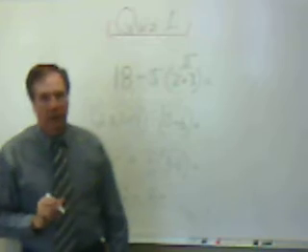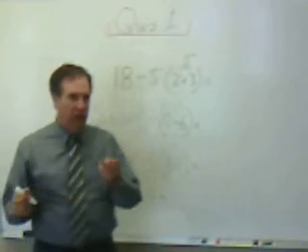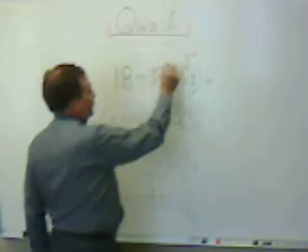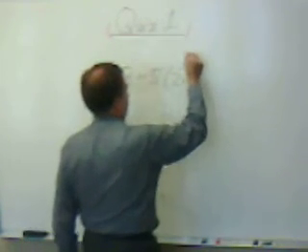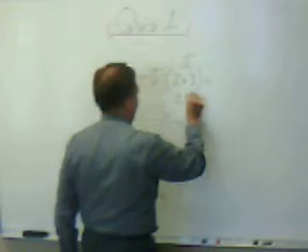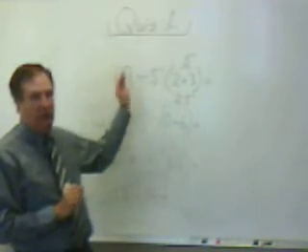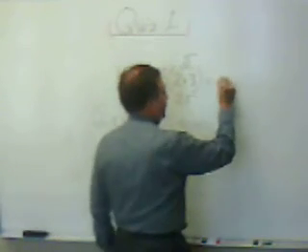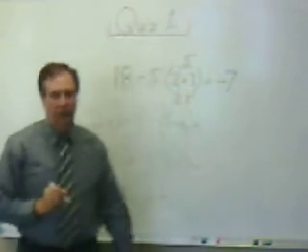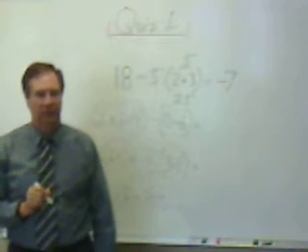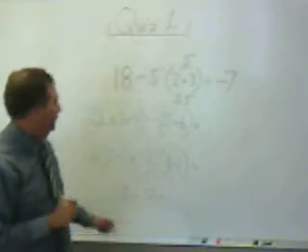All right, everybody got that? Now, the second thing you do is the multiplication or the division. So you do 5 times 5, and that equals 25. Now we do the addition or subtraction. We have 18 minus 25, so our answer is -7. Most people don't get that first. Most people get 65. All right, let's go to the second one.